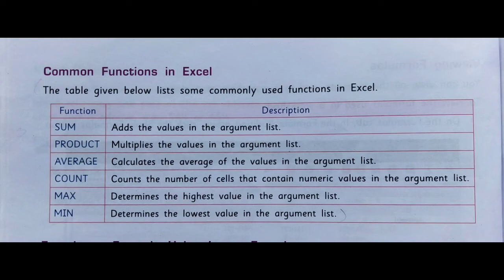Count counts the number of cells that contain numeric values in the argument list. Max determines the highest value in the argument list. Minimum determines the lowest value in the argument list.